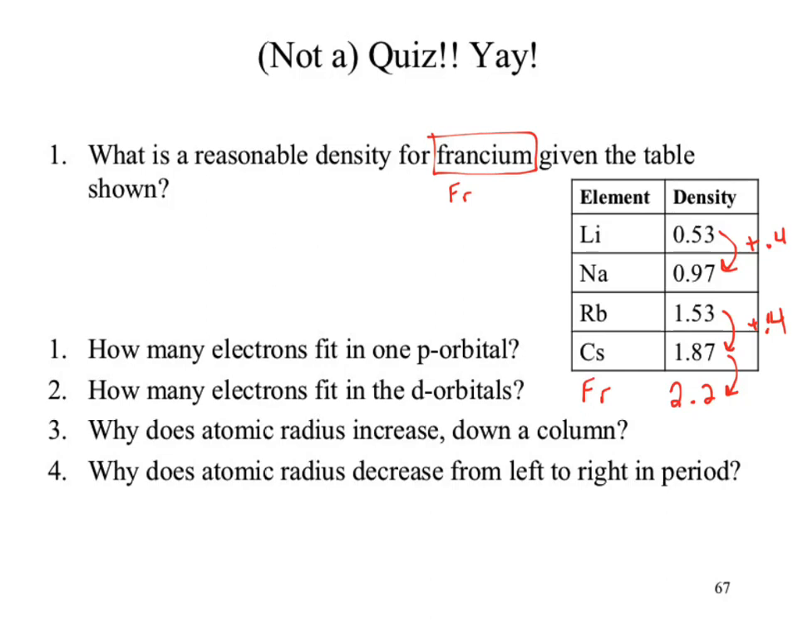Okay. How many electrons fit in one p orbital? 2. How many electrons fit in the d orbitals? 10. What the F? Okay. Read the question very, very carefully. How many electrons fit in one p orbital? Oh. In a single orbital, you will only have 2 electrons.